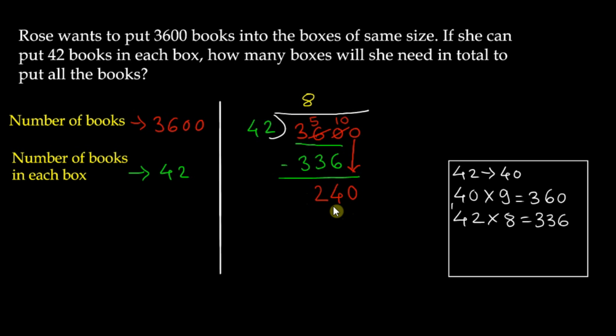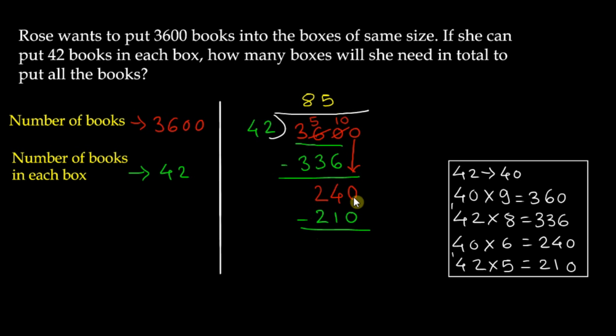Let's estimate once again. Now we know 40 times 6 is 240. That means 42 times 6 has to be greater than 240. Then let's try 42 times 5. So that will give us 5 times 2 is 10, carry 1. 5 times 4 is 20 plus 1 is 21. So 42 times 5 is 210. Therefore, 42 goes into 240 5 times. That means 42 times 5 is 210.